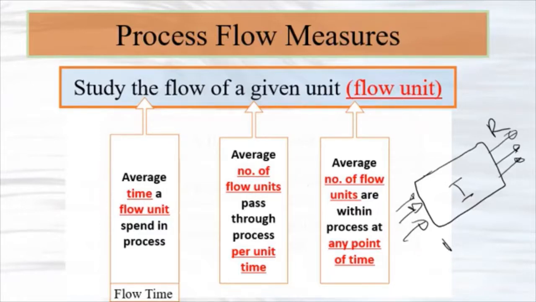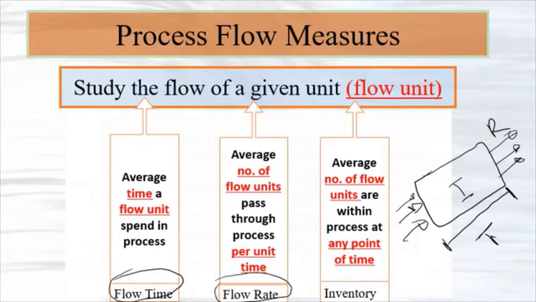And then the time an average customer spends in the system, from the beginning walking in to walking out, is T. So that's flow time T. While R is the flow rate and inventory is I. And all these numbers are average numbers. This is very important to remember, that these are all average numbers.